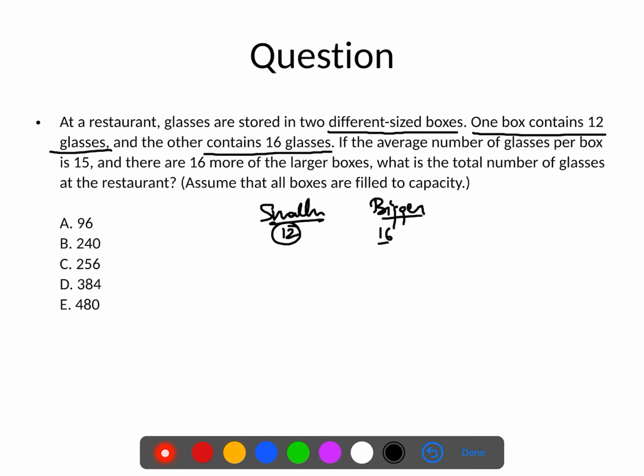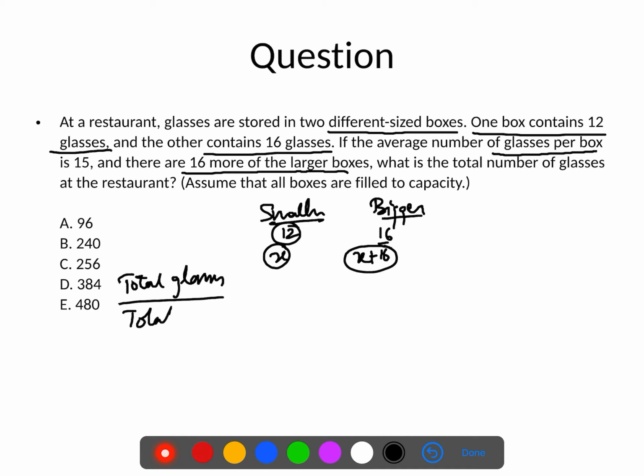Okay. So x is the number of smaller boxes, let's say, and there are 16 more of the larger boxes. So x plus 16 is the number of bigger boxes. So what is the number of glasses at the restaurant? Given is the average number of glasses per box. So average number of glasses per box, how do we calculate? Total number of glasses upon total number of boxes. Okay, glasses per box, that's what we need to calculate.